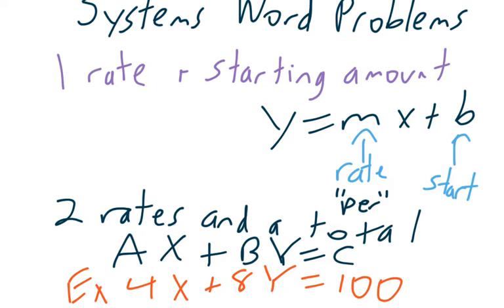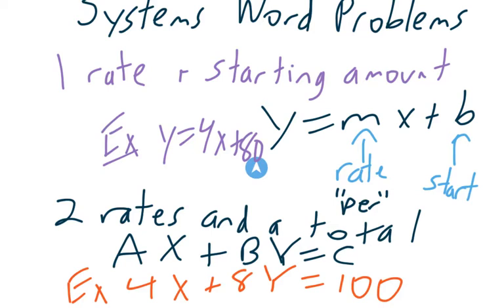Whereas here in y equals mx plus b, you only have one rate. And that one could be like y equals 4x plus 80. You had a test score of 80, and as you studied, each hour you studied, you earned four extra points. And x stood for the number of hours you studied. That could be an example for that.